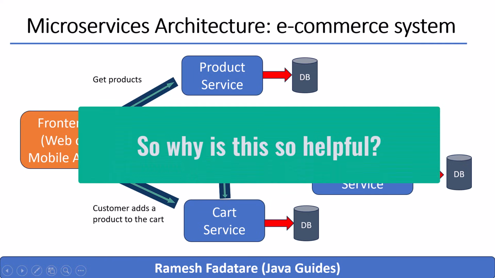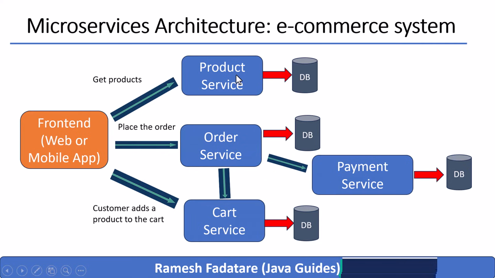So why is this so helpful? First, it isolates failure. If the product service's database is down, it doesn't bring down the order or payment services. Second, it helps you scale. Let's say the cart service is getting hammered with traffic. You can scale just that service and its database. No impact on the rest of the system. Third, it makes development faster. Teams can work on their services independently. They don't have to sync on database migrations or fight over table locks. You get cleaner code, fewer bugs, and more flexibility.